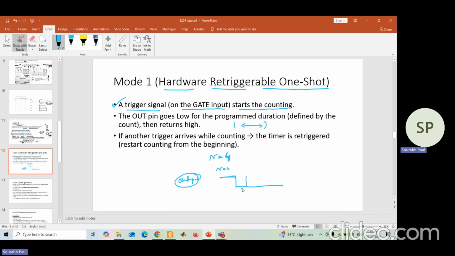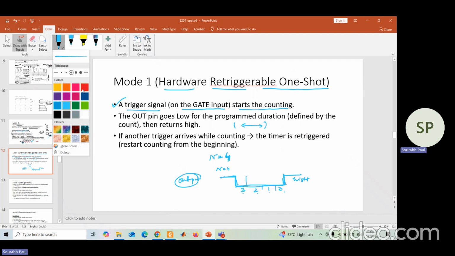Means, for example, 3, 2, 1, 0. As you have assigned n equal to 4, the count values are 3, 2, 1, 0. So in this duration, the output will be low. For this 3, 2, 1, 0 duration, the output will be low. And when it completes this 0, after that it will be high again. Okay, so this is the property of mode 1.